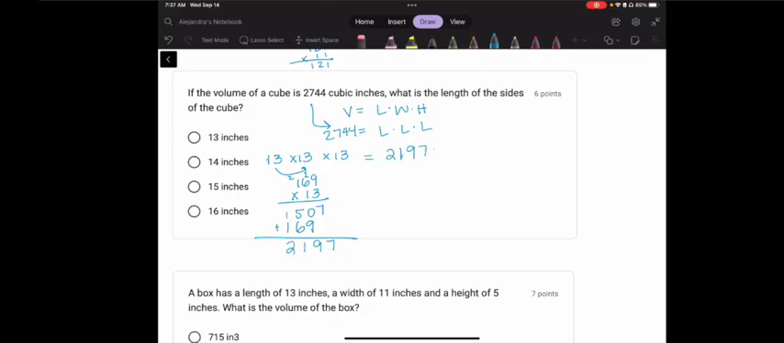So this is going to equal 2,197, which unfortunately is not equal to 2,744. So it is not going to be 13. Now let's try the same thing, but with 14. 14 times 14 times 14. So I'm going to actually do it this way.